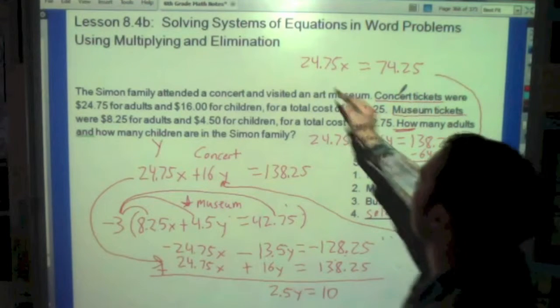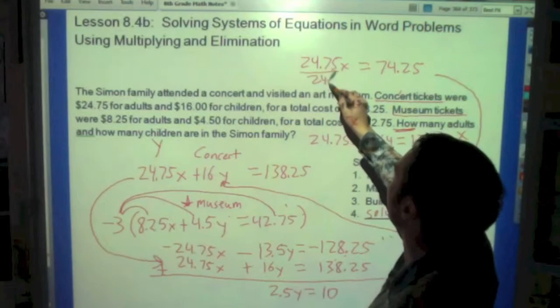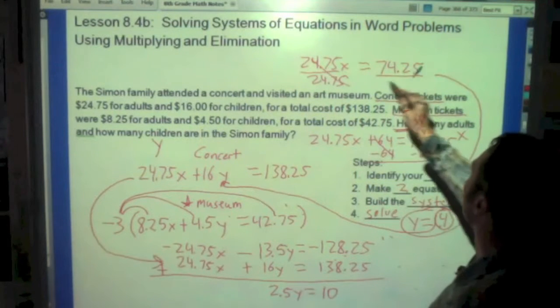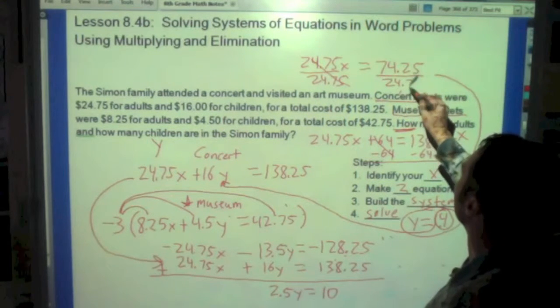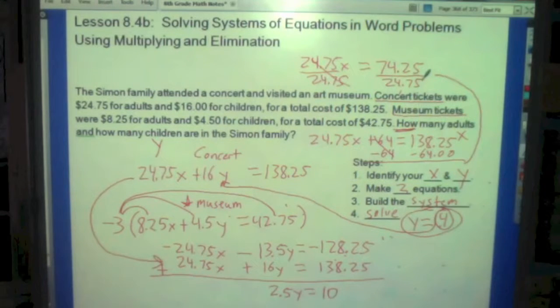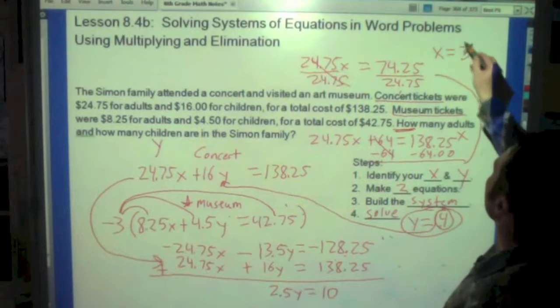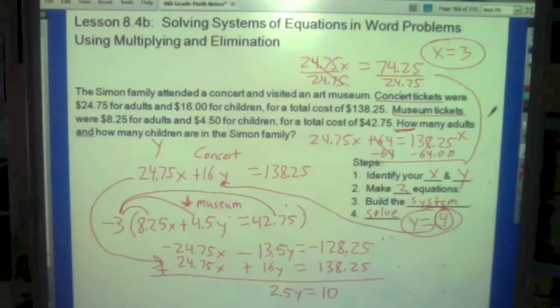We need to divide by 24.75. That'll let that cancel. We're going to divide this by 24.75. And when we do that, it'll tell us how many adults we have. Okay, and we get x equals 3. All right, so there were 3 adults in the Simon family, and then there were 4 children that went to the museum and the concert.